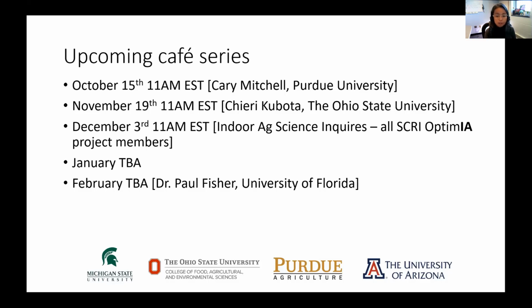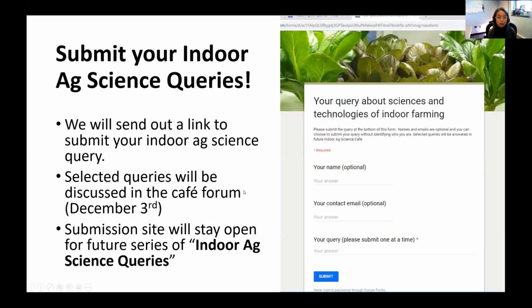And then December 3rd, that's December Cafe, we will be trying out something new. This is called Indoor Ag Science Queries. We will have all the experts from the newly funded SCRI Optimia project team participating. Basically the idea is answering your questions, any questions. And then January, I'm still recruiting a speaker. And in February, Dr. Paul Fisher from University of Florida is going to talk about biofilm and water management or irrigation management. So that's an interesting topic.